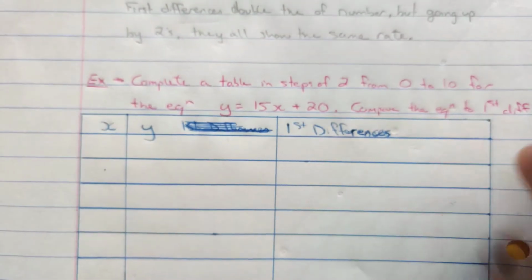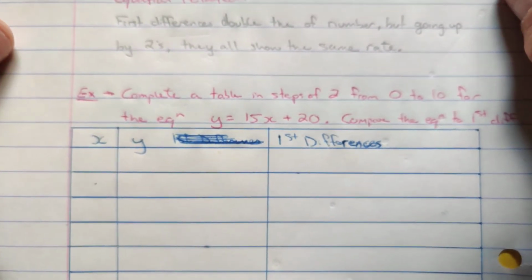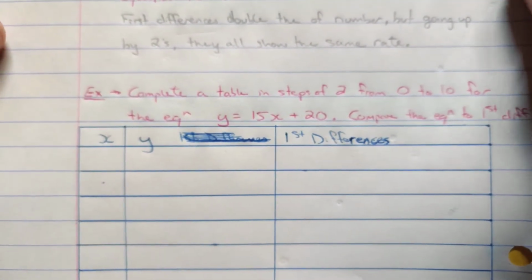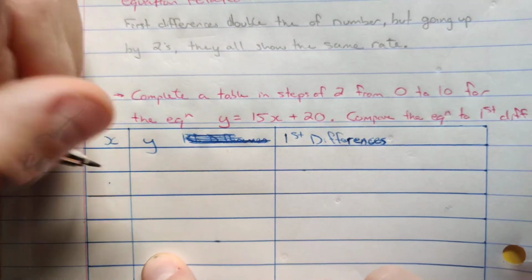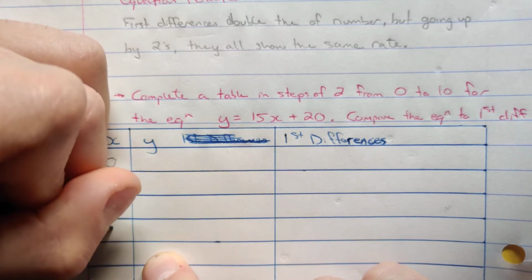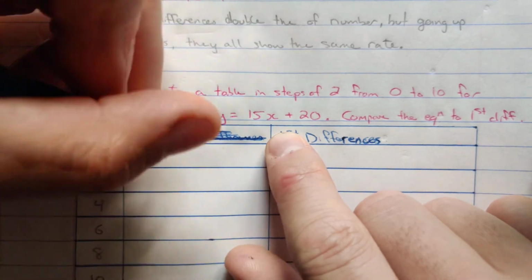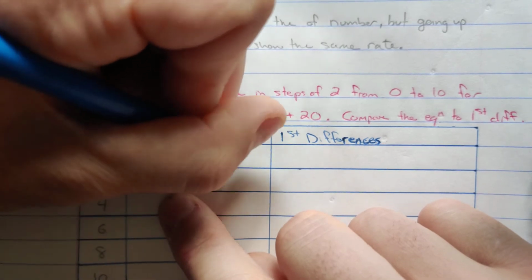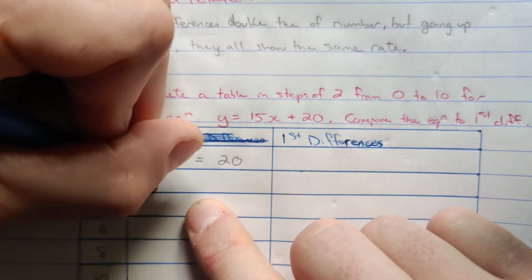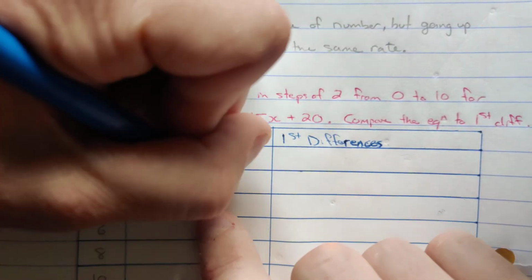And then the last bit here, create a table in steps of 2 from 0 to 10 for the equation y equals 15x plus 20. And then we want to compare the first differences to the equation. So from 0 to 10, going up in steps of 2: 0, 2, 4, 6, 8, 10. To get the y value, we're just going to sub these numbers in for x. So 15 times 0 plus 20 equals 20. 15 times 2 plus 20 equals 30 plus 20 equals 50.